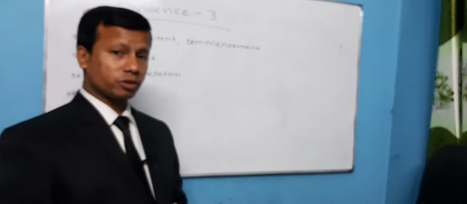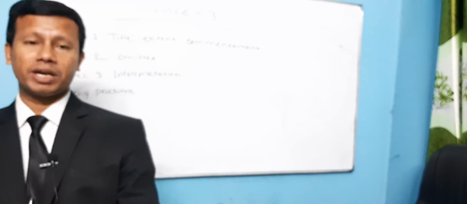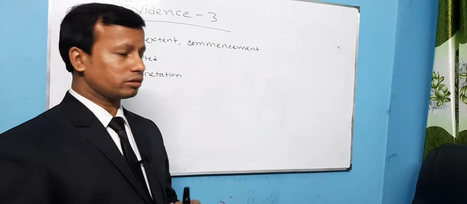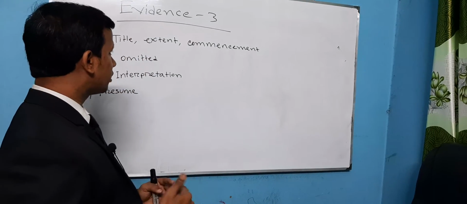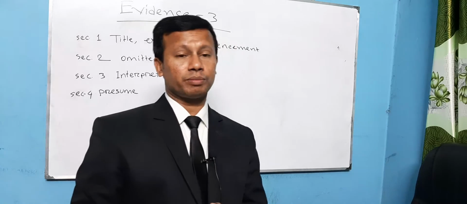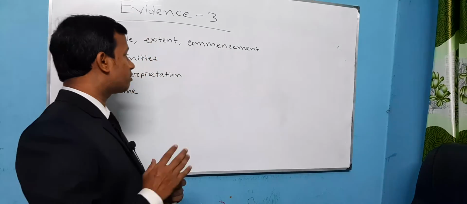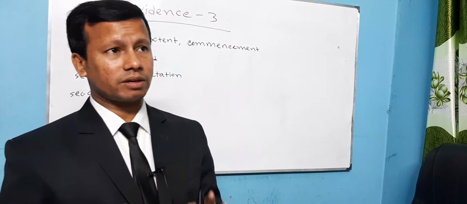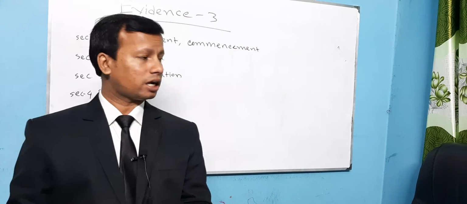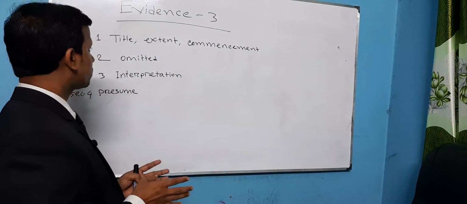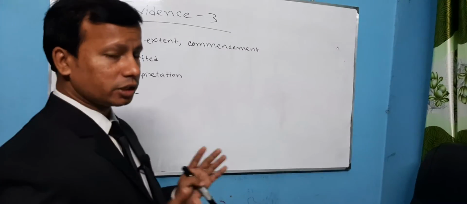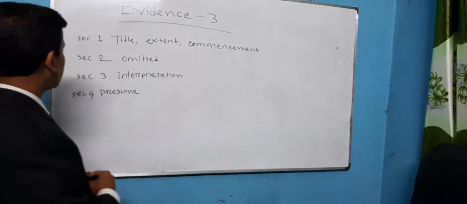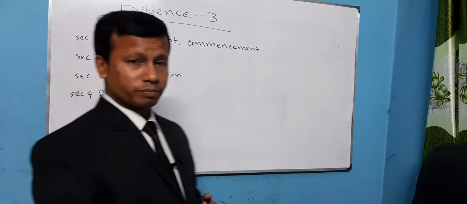Now we come to relevant. What is relevant? Relevant means that if anything is coherent with and matches your main subject, main occurrence, or main topic, it is related, and it is called relevant. But this relevant matter must fall in sections 5 to 55. If it falls in sections 5 to 55, then you will think it is relevant, otherwise not.